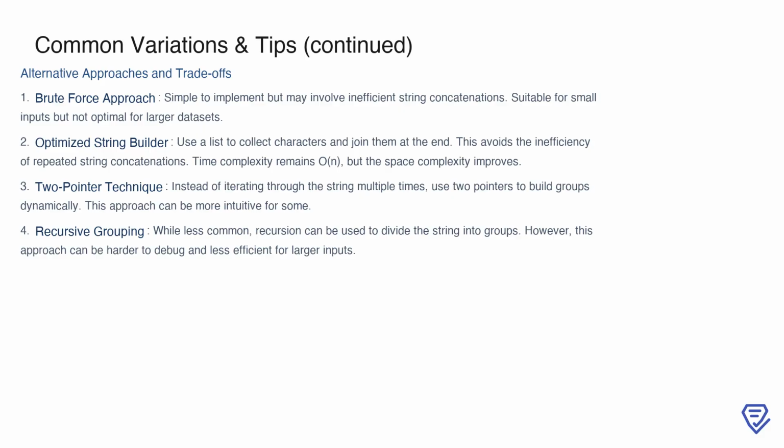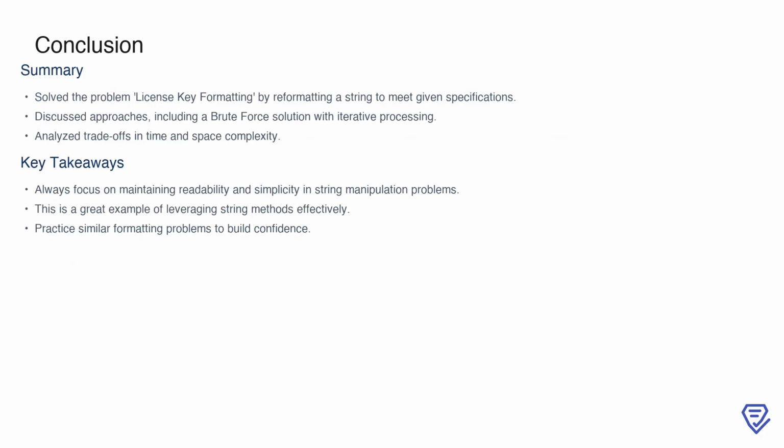Another option is the two-pointer technique, where you dynamically build groups as you traverse the string. This can be more intuitive for some and avoids multiple iterations of the string. For a less common but interesting approach, recursion can also be used to divide the string into groups. However, recursion is generally harder to debug and can become inefficient for larger inputs. Each of these methods has its strengths and trade-offs, and the right choice often depends on the specific constraints and requirements of the problem. Great job!